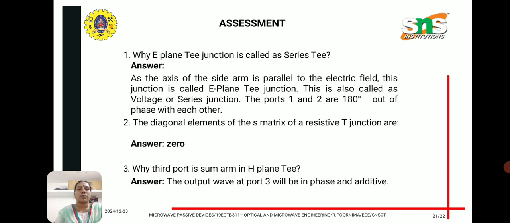These are the assessment questions. Why is E plane T junction called the series T? What are the diagonal elements of the S matrix of a resistive T junction? Why is the third port the sum arm in H plane T? The answer: the axis of the side arm is parallel to the electric field, so it is called the series junction. The diagonal elements are equal to 0. And in H plane T, the output wave is in phase and additive, so it is called the sum arm.